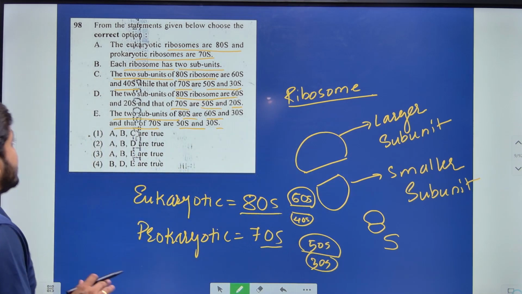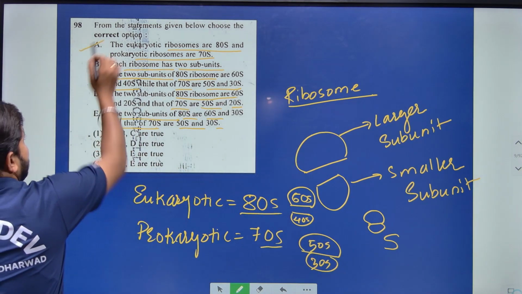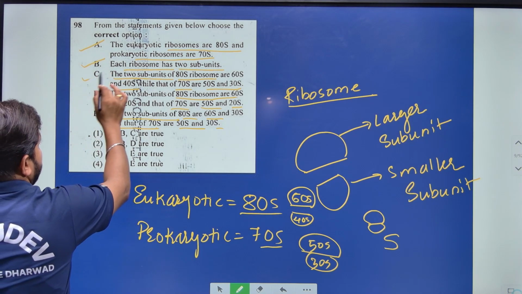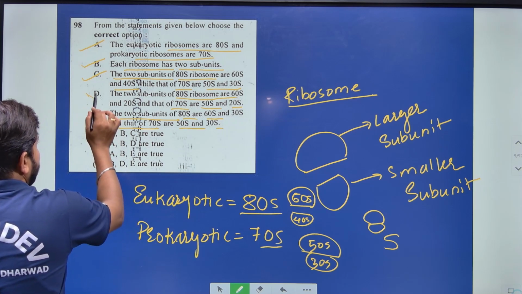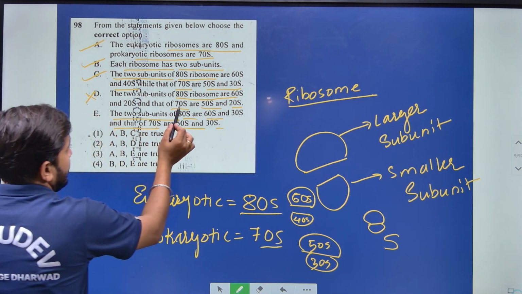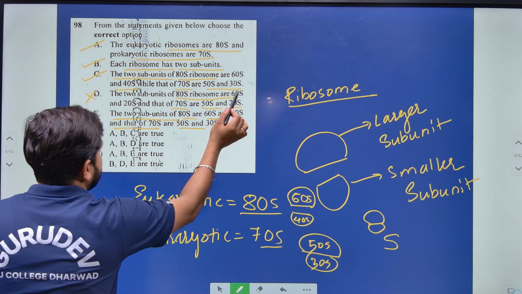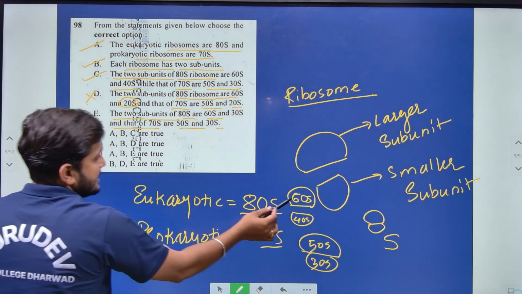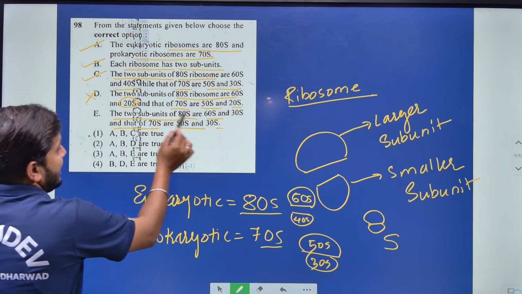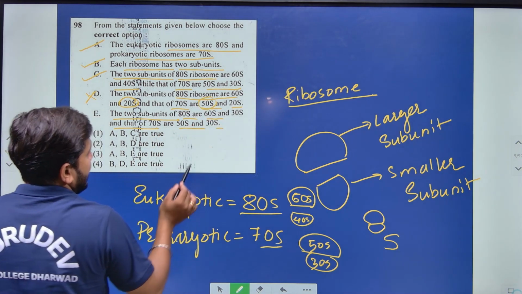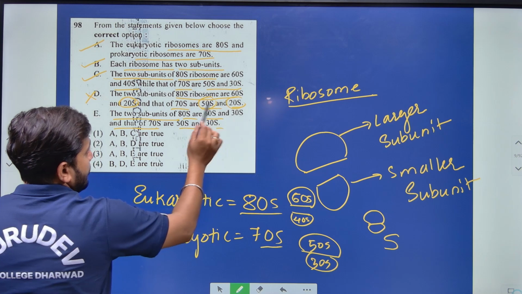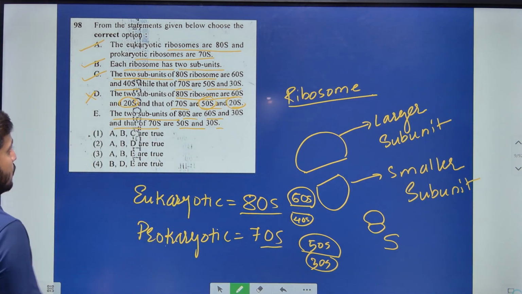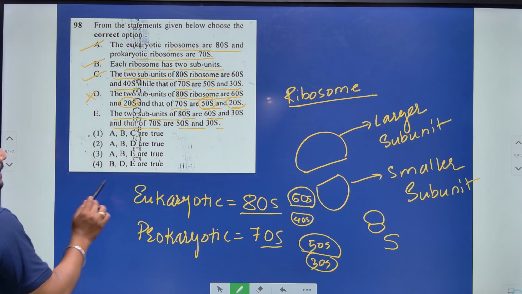So here, if I consider, statement A is correct, statement B is correct, and statement C is correct, but statement D is incorrect, because what they told is that 80S is of type 60S and 20S, but it is not 60S and 20S, it is 60S and 40S. 70S they have mentioned as 50S and 20S, but it is not 50S and 20S, it is 50S and 30S type with respect to prokaryotic. Again here also they have made a mistake.